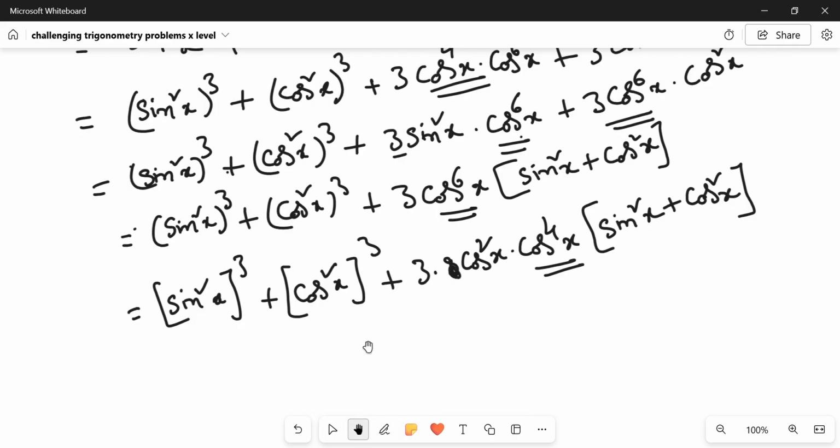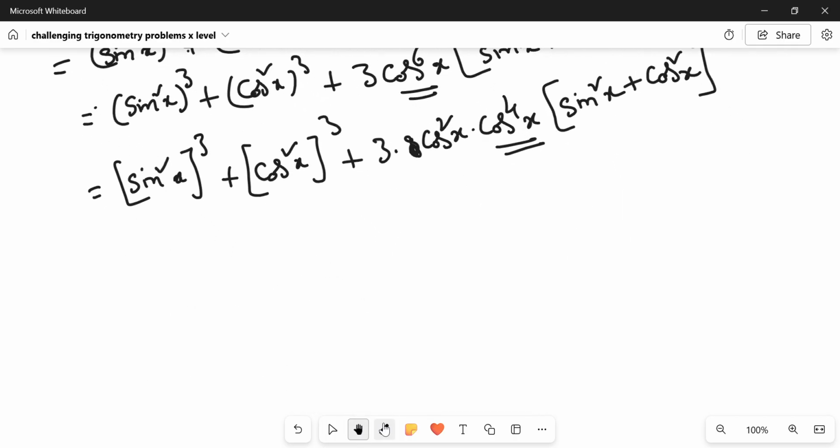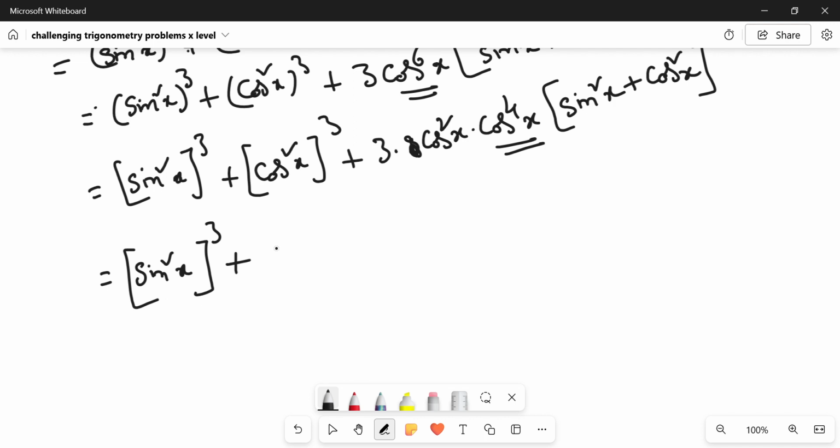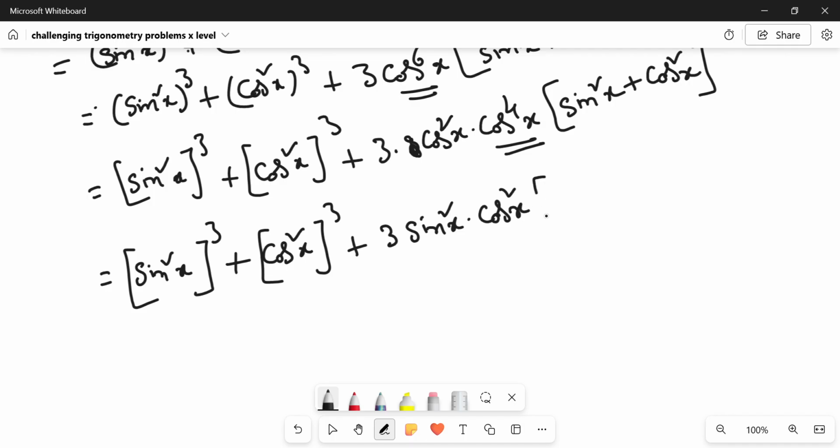So let's rewrite the stuff. So you have sin square x whole cube plus cos square x whole cube, plus 3 sin square x multiplied by cos square x, and you have sin square x plus cos square x. We have all the ingredients to make the curry.